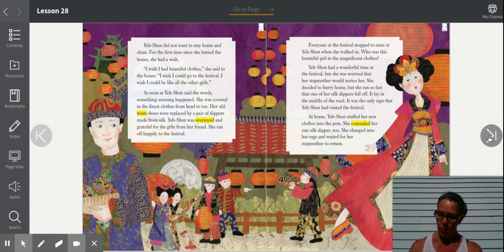It lay in the middle of the road. It was the only sign that Yeh-Shen had visited the festival. At home, Yeh-Shen stuffed her new clothes into the pots. She concealed her one silk slipper too. Remember what concealed means? She hid it. She changed into her rags and waited for her stepmother to return.